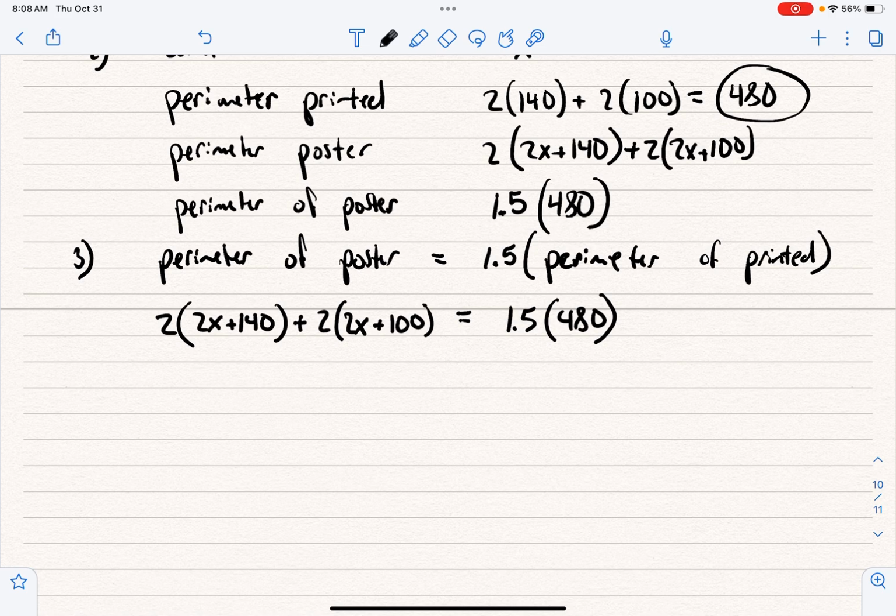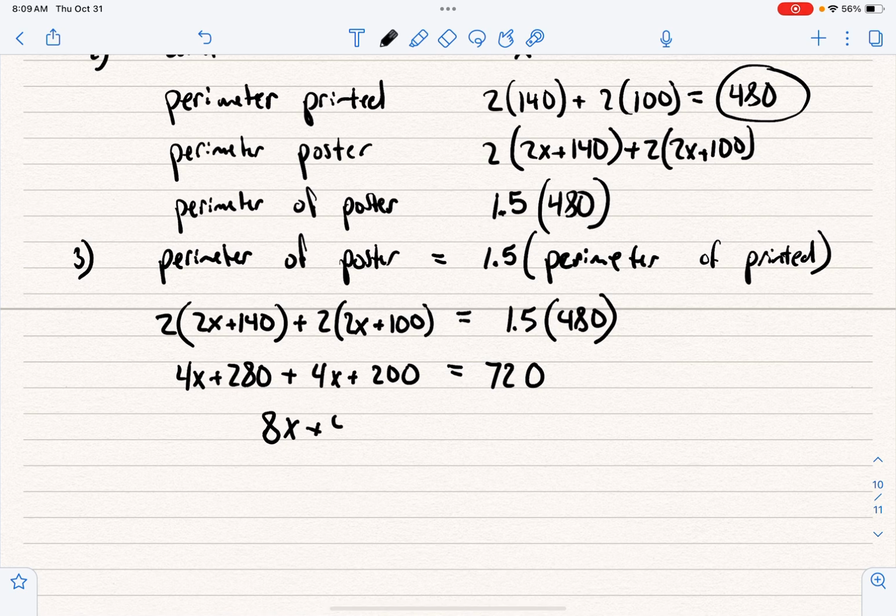I mean, this is really straightforward. We can distribute here and get 4x plus 280 plus 4x plus 200 equals 1.5 times 480 is 720. So then we have 8x plus 480 equals 720. Subtract the 480 from both sides, and we're left with 8x is equal to 240. Divide by 8, and we get x is equal to 30. So it is, as this says, 30.